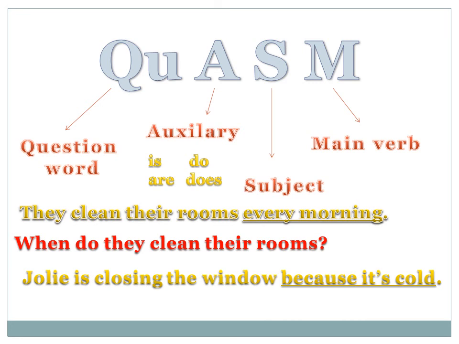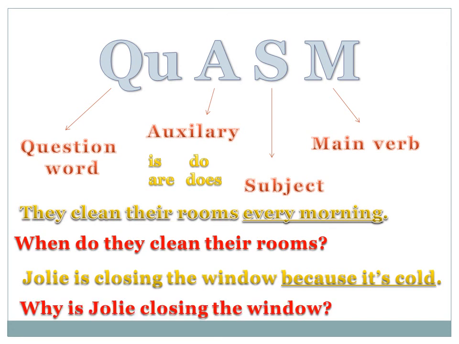Let's look at another example. Julie is closing the window because it is cold. Whenever you see the word because, we ask using why. So we will use the question word here, why. Then the auxiliary we have is, so we will use is. The subject, the first word of the sentence, Julie. So why is Julie, and then the rest of the sentence, the main verb closing. Why is Julie closing the window?